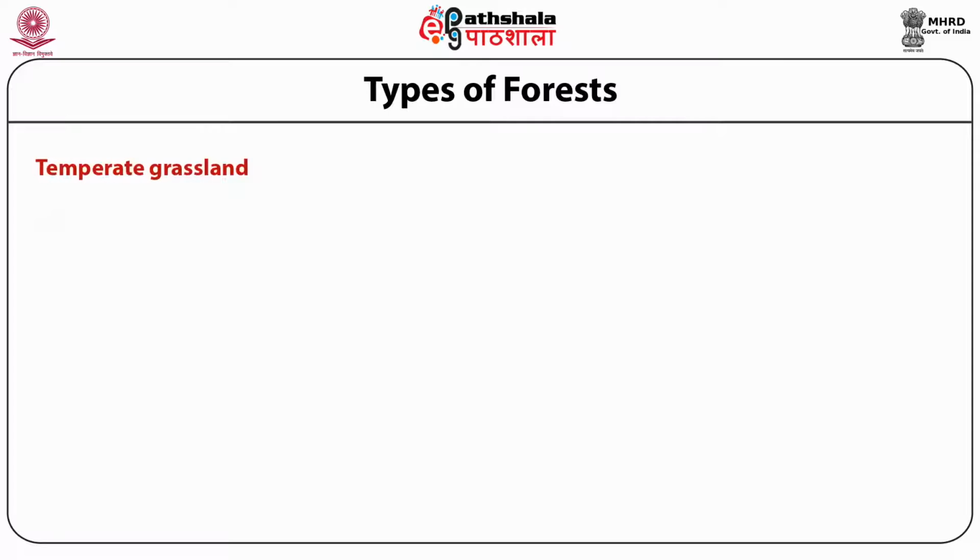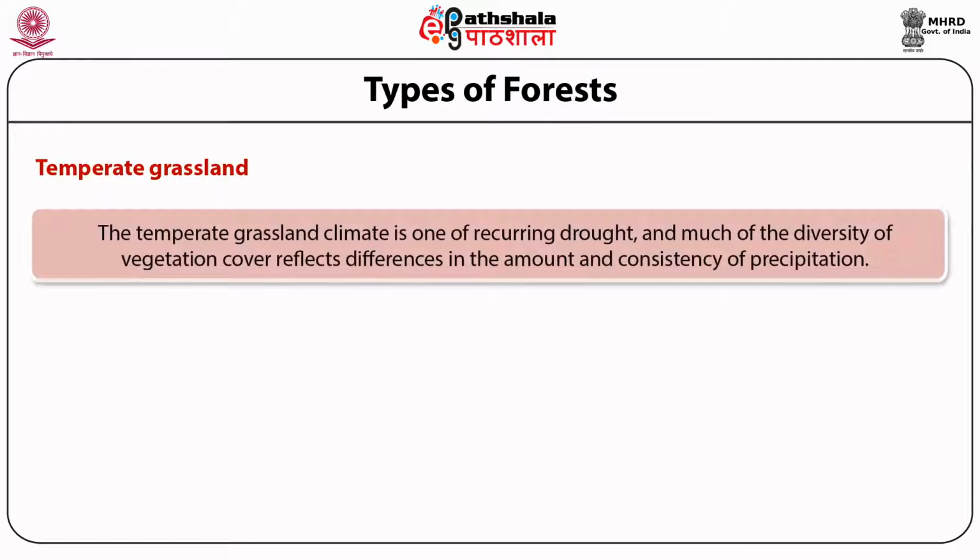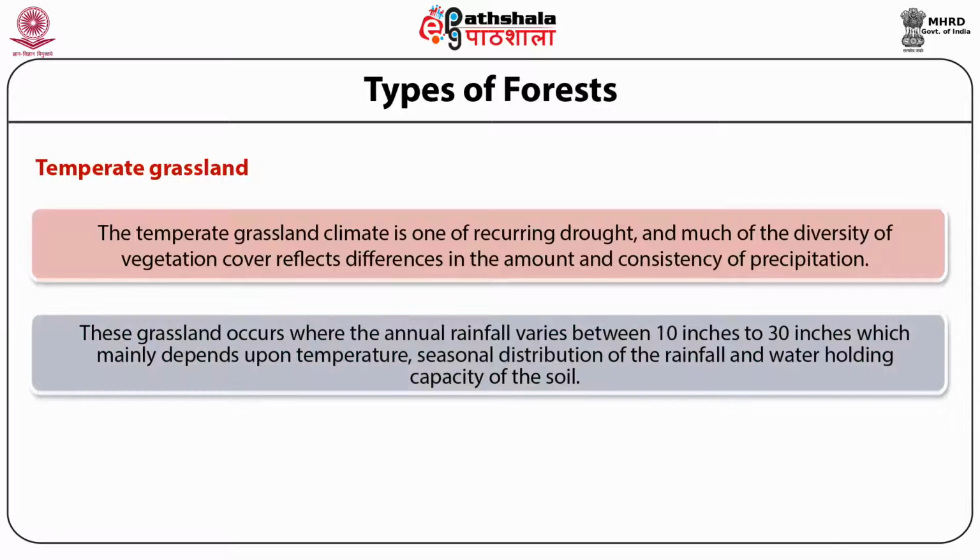Temperate grassland. The temperate grassland climate is one of recurring drought, and much of the diversity of vegetation cover reflects differences in the amount and consistency of precipitation. These grasslands occur where the annual rainfall varies between 10 inches and 30 inches, which mainly depends upon temperature, seasonal distribution of the rainfall, and water holding capacity of the soil.